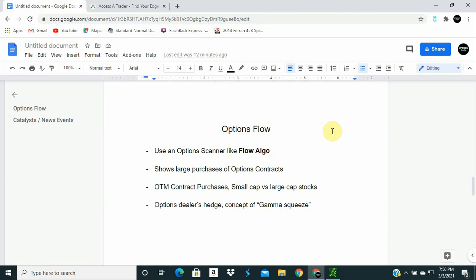So this is kind of a huge thing that many people miss, especially new traders. They don't really realize how much the options market affects the actual stock they're trading, especially if there's heavy speculation and heavy options buying going on. So look into flow algo. It's expensive, but look into options flow. It really can change your trading and really can help you identify things that other people are going to miss or are going to be late to. All right, so options flow is huge.